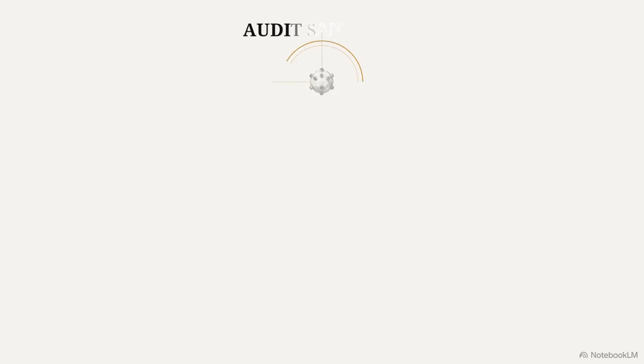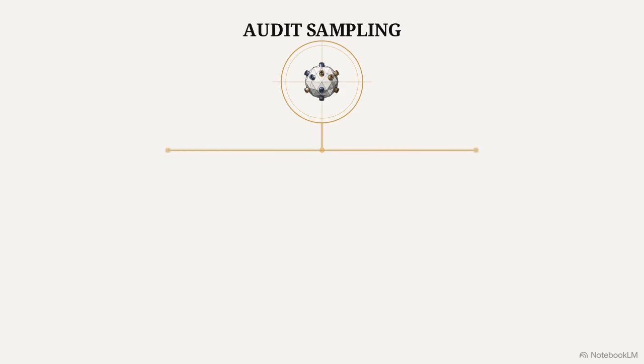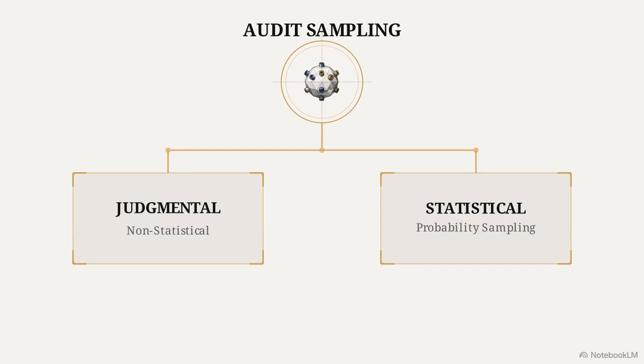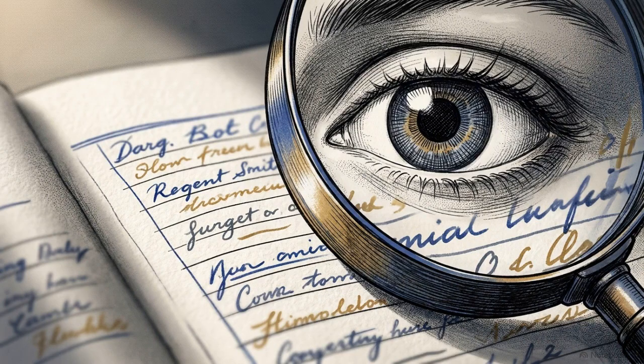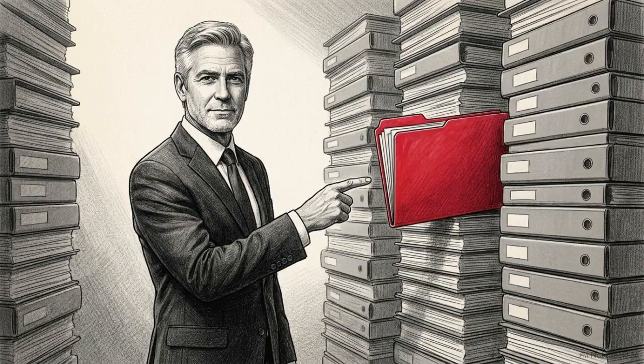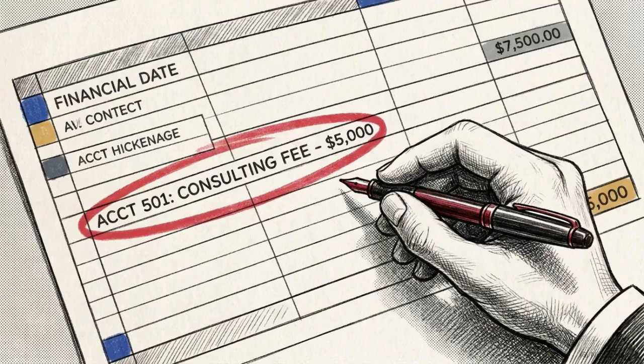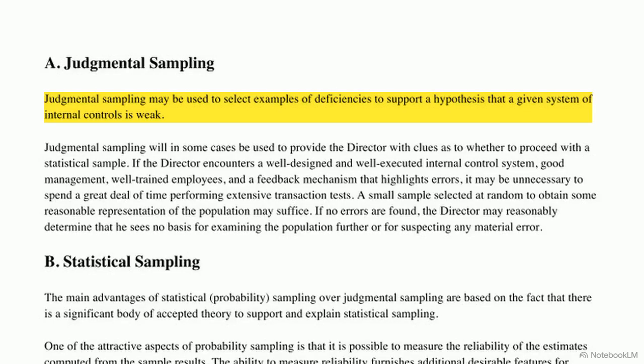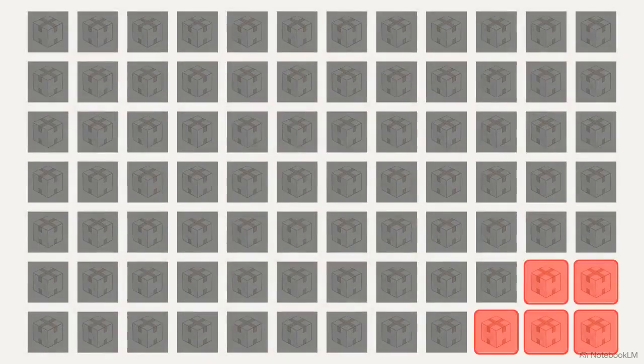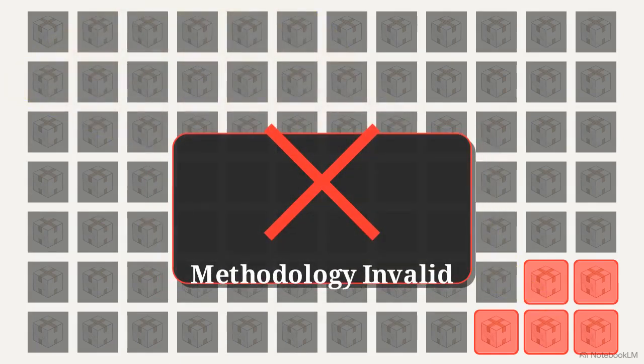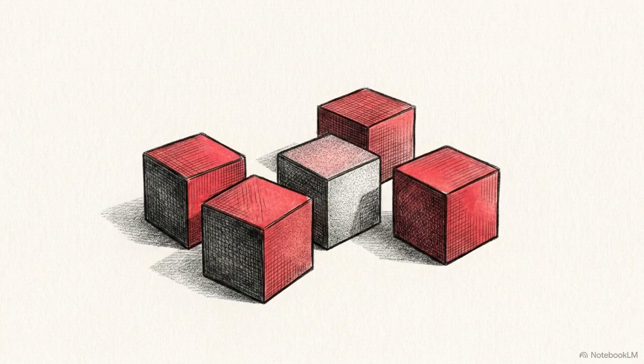To eliminate the guesswork from this process, we have to build a rigorous decision matrix to identify the optimal selection strategy. The first node in our matrix forces a choice between two paths: judgmental and statistical sampling. Judgmental, or non-statistical sampling, relies on an auditor's experience, intuition, and targeted risk assessment to select items. This method is often used to test a specific hypothesis, where an auditor selects known high-risk transactions to prove that a control system is weak. Because the selection is biased by design, you cannot mathematically extrapolate the results to the total population. The errors discovered only represent those specific items.